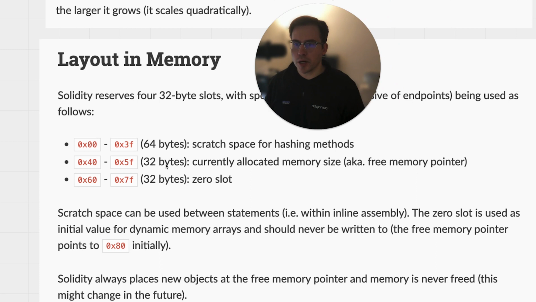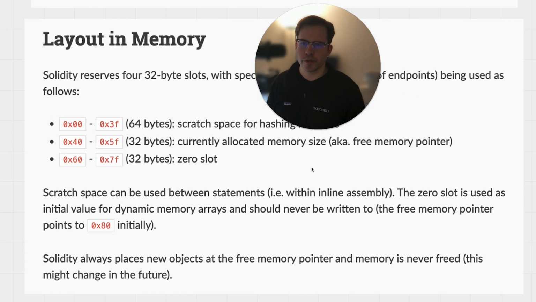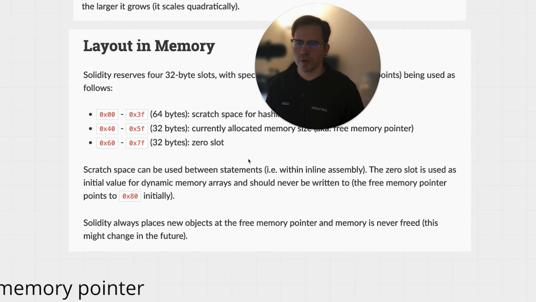And then the next bucket over is going to be the currently allocated memory size. So that's basically the free memory pointer. It points to the memory bucket in the array where that is the highest bucket that you have accessed so far in memory. That's going to be this second bucket. So it's kind of like a memory pointer. It points to where your currently highest access index is. And then the next bucket over is the 0 slot. So it's probably reserved for something in the future, or just leaves a little buffer just in case.